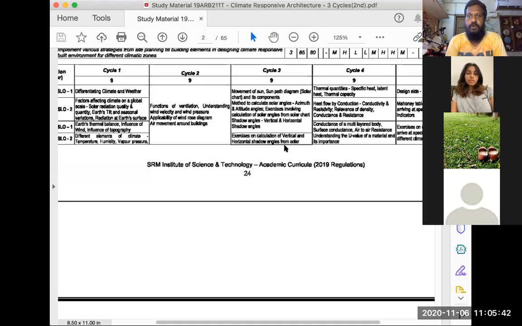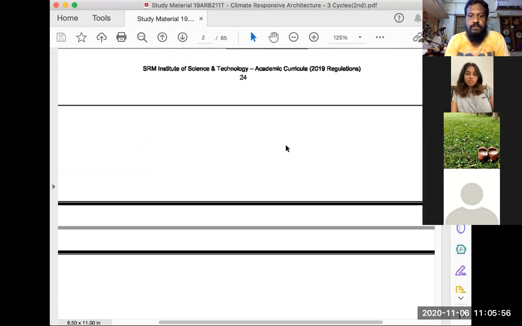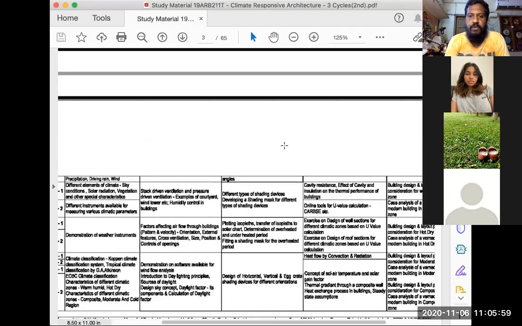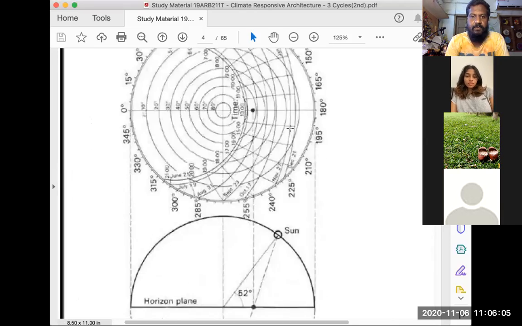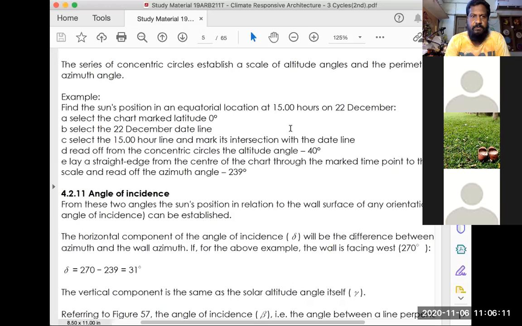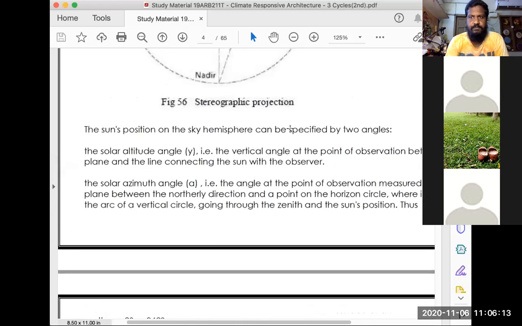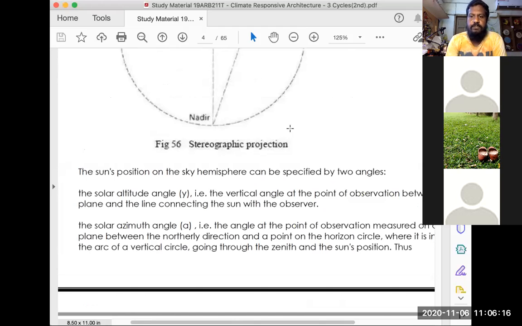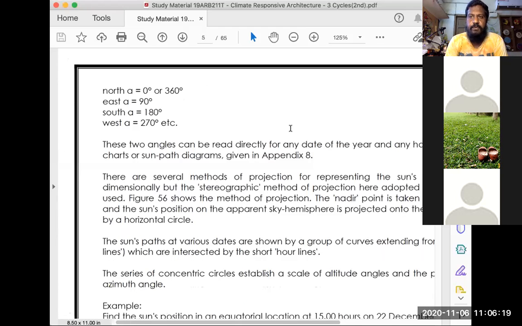Shading device is normally what you call a chaja, the projection above the windows. So how are we going to determine what length we have to use to protect our openings? That is one part. And then we look into the various types of shading devices. So in this part, we learn how to calculate the angles first.